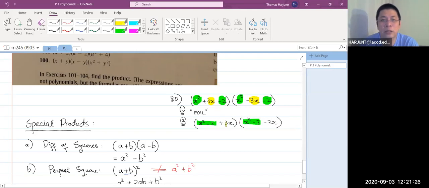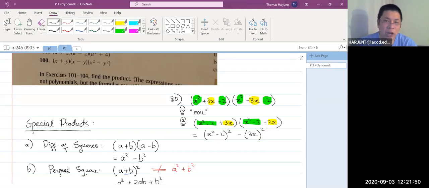And I treat this as another group. You see, it suddenly becomes a difference of squares. Do you notice that? So the second method, I can do (x squared minus 2) being squared minus (3x) being squared. Now, of course, this method is only beneficial for you if you can do perfect square multiplication fast.